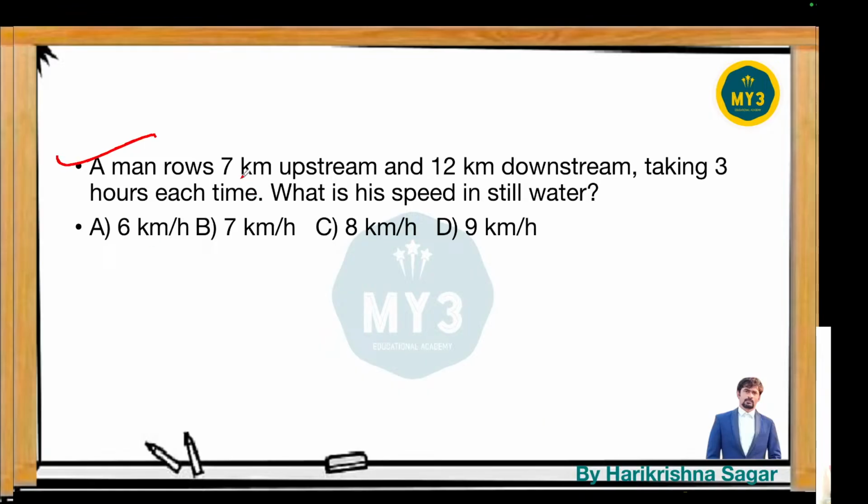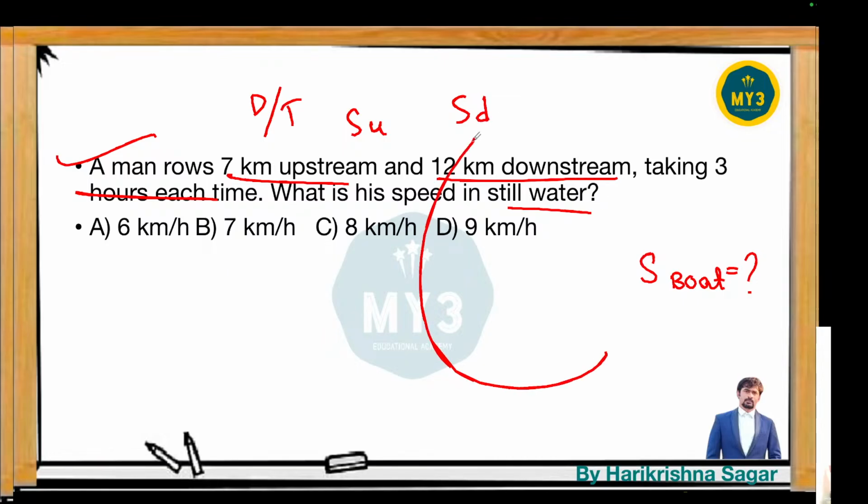I'll take one example. A man rows 7 kilometers upstream and 20 kilometers downstream, taking 3 hours each time. What is his speed in still water? His speed means they are asking for the speed of the boat. So 7 kilometers in 3 hours upstream, and 12 kilometers downstream, taking 3 hours each time. So you have the distance traveled and time taken, and you will get the speed of upstream and the speed of downstream. Speed of the boat means upstream plus downstream divided by 2. You can use the respective formula and get your answer choice. So like this you will be getting questions. They are not challenging, very simple basic addition, subtraction, division based questions.